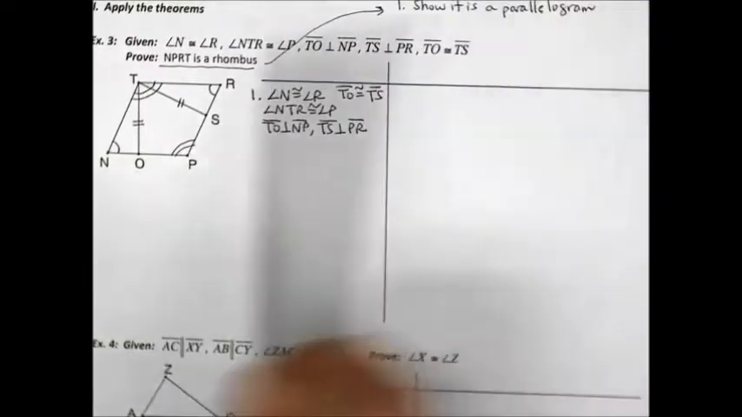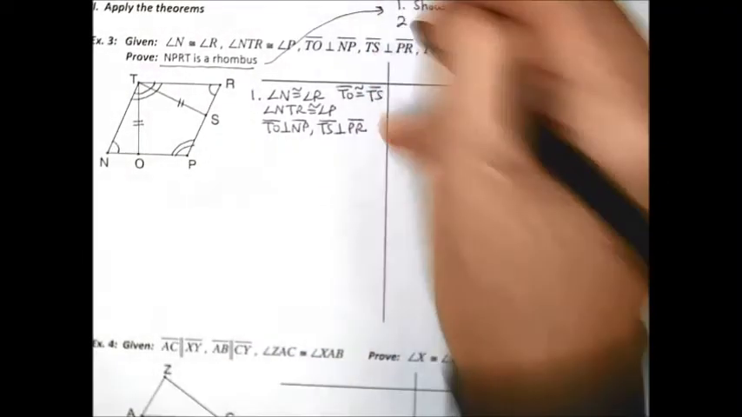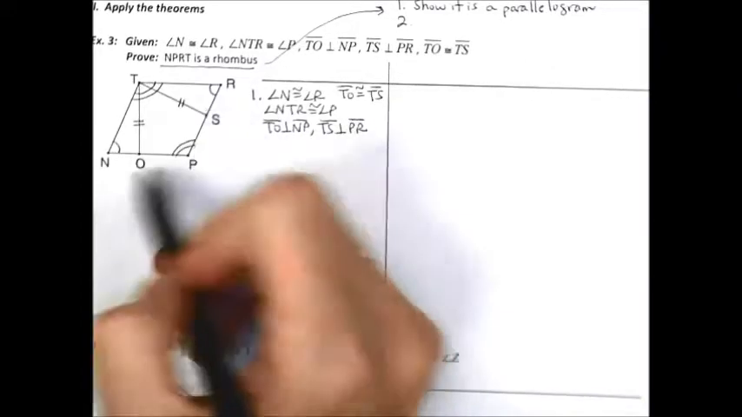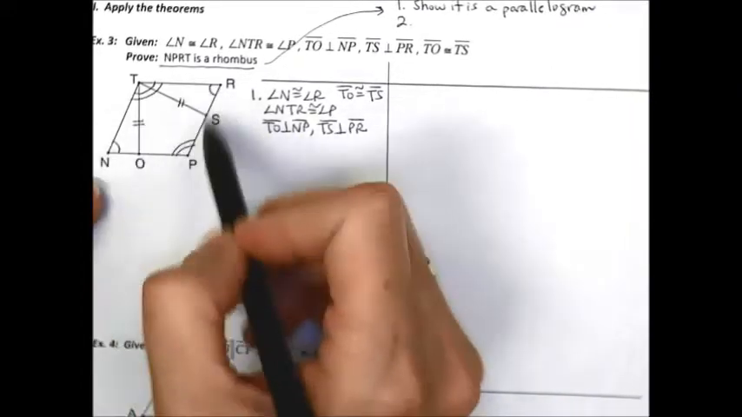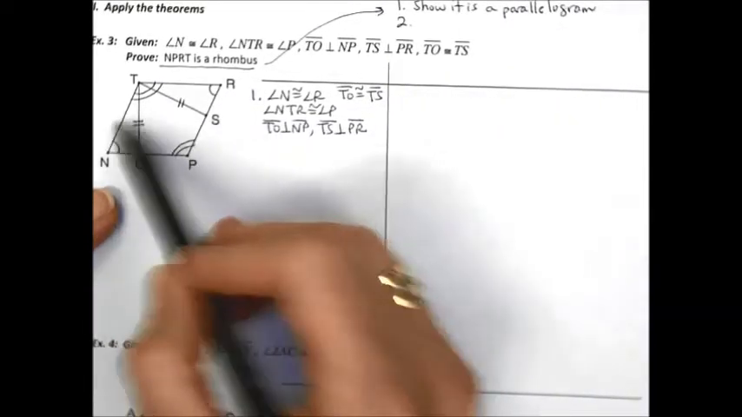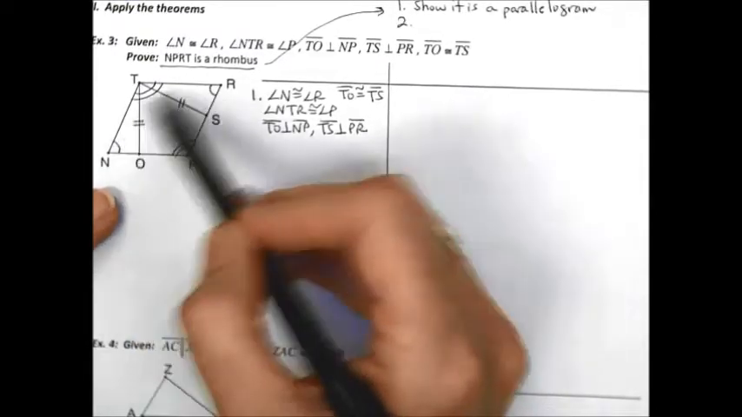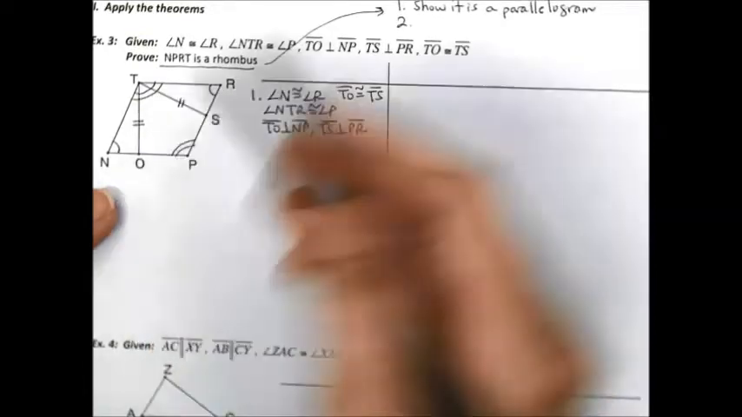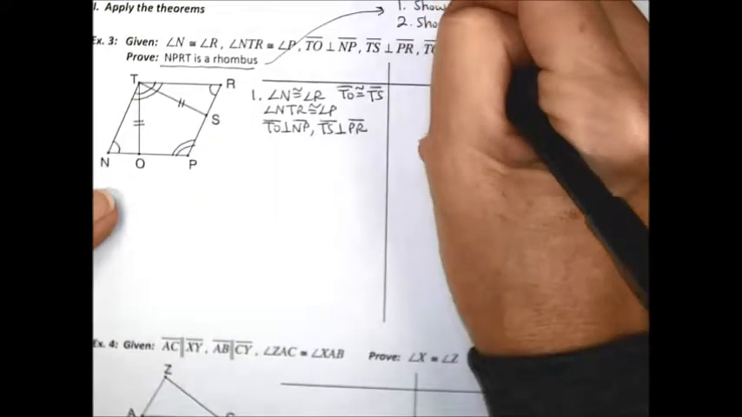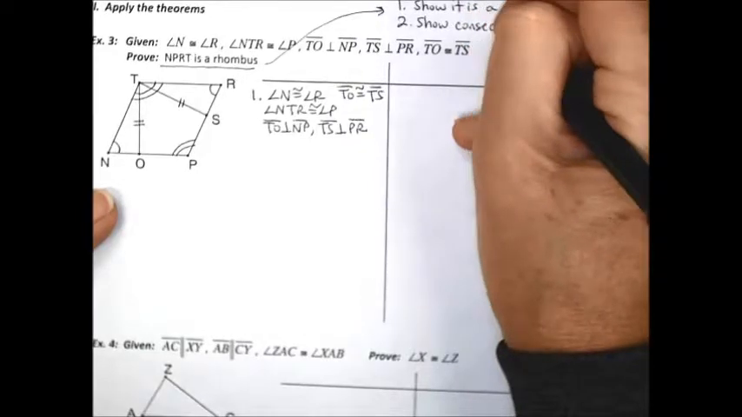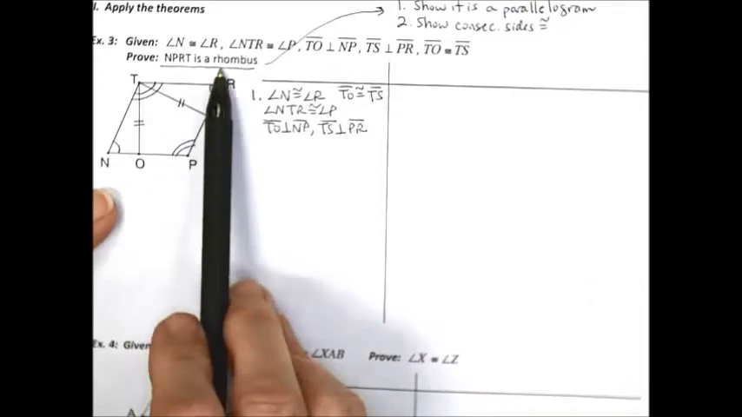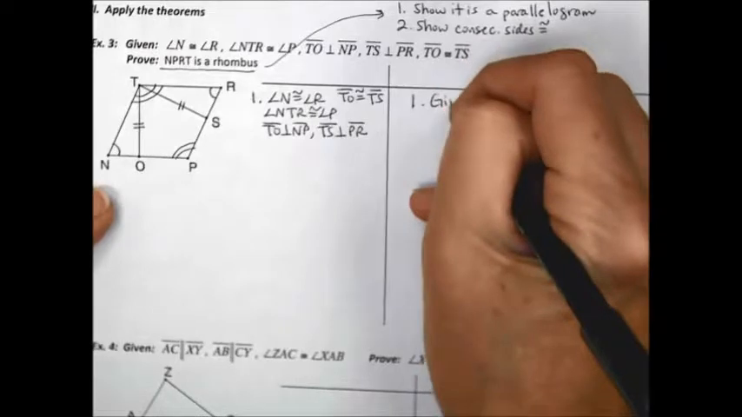Then to get from parallelogram to rhombus, we have to show that all the sides are congruent. But technically we don't really have to show that all the sides are congruent because we know in a parallelogram opposite sides are congruent. So if we can just show that a pair of consecutive sides is congruent, that'll be enough to guarantee that all of them are congruent. So I'm going to say I have to show that consecutive sides are congruent. And if I have those 2 things, I can then say it is a rhombus. Okay? All right, so let's work on this one.